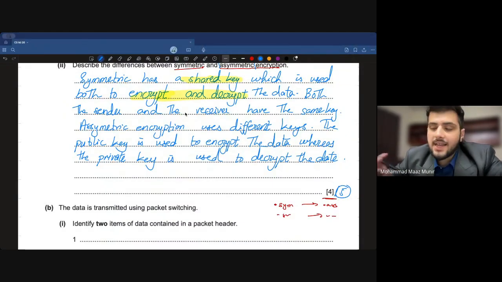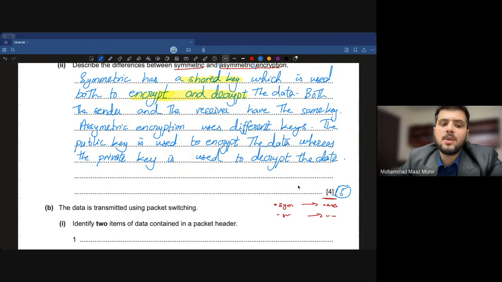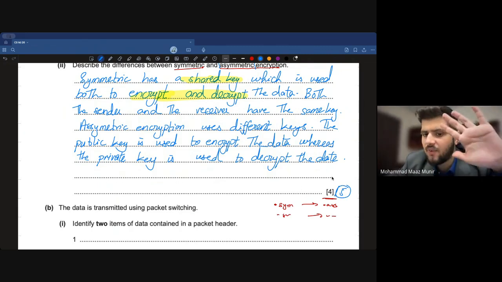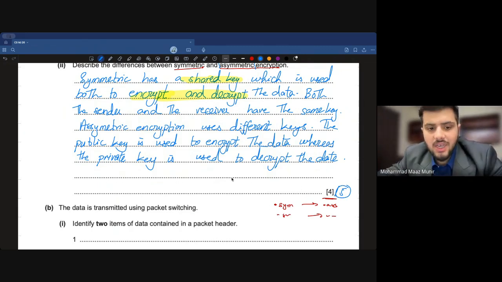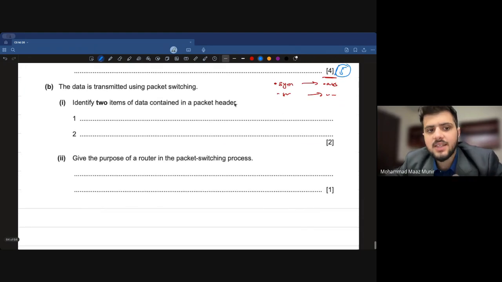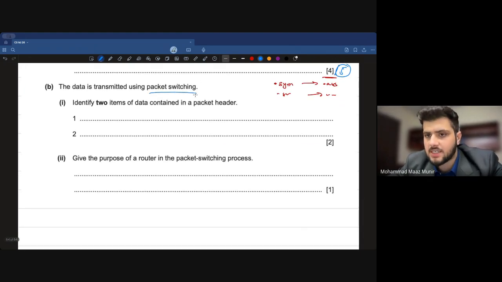So I can say the private key is only with those who are receiving the data, or only those who intend to receive the data, right? We can also write one extra point, but because it's a 4-marker question, I would recommend 5 is more than enough. Samajh gaye? Now the next part says that the data is transmitted using packet switching.